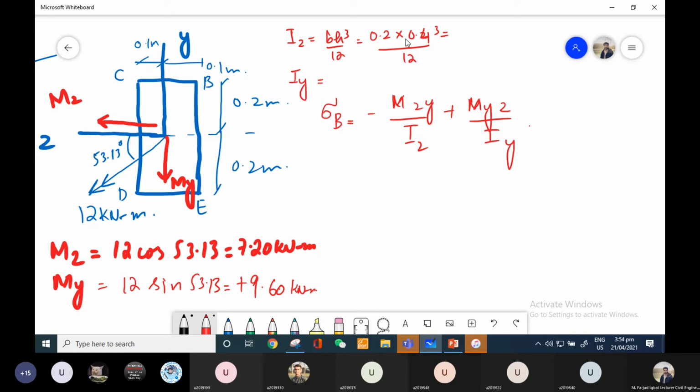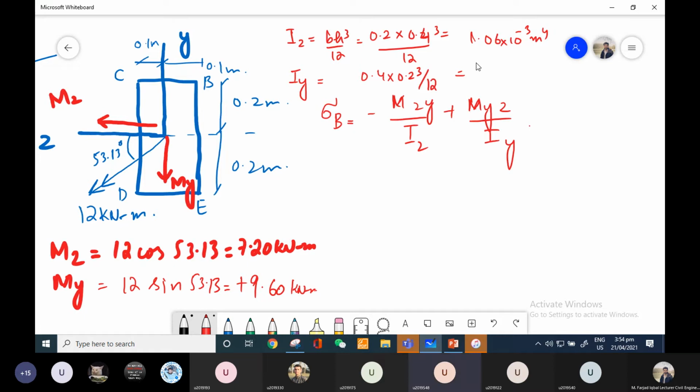Sir, 1.06 into 10 to the power minus 3. So that will be 1.06 into 10 minus 3 meter 4. What about iy? In iy, obviously these two will be opposite. So that will be 0.4 into 0.2 cube divided by 12. So what will be iy?